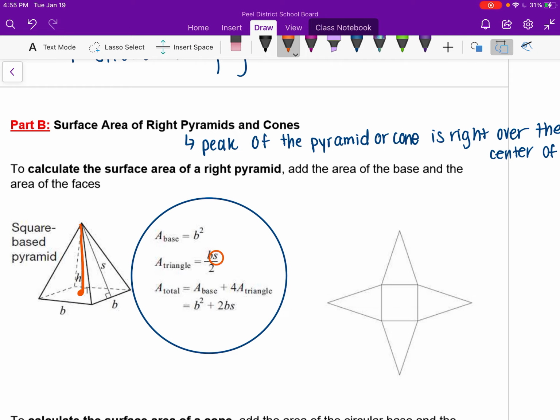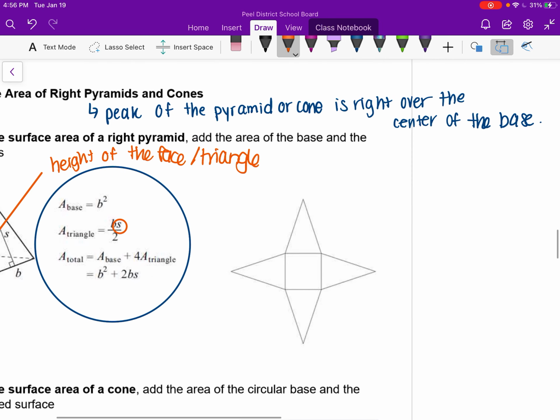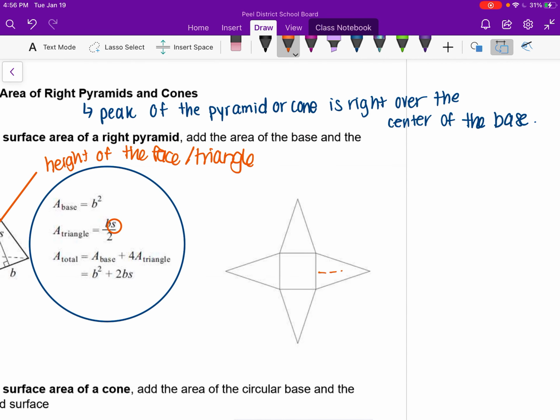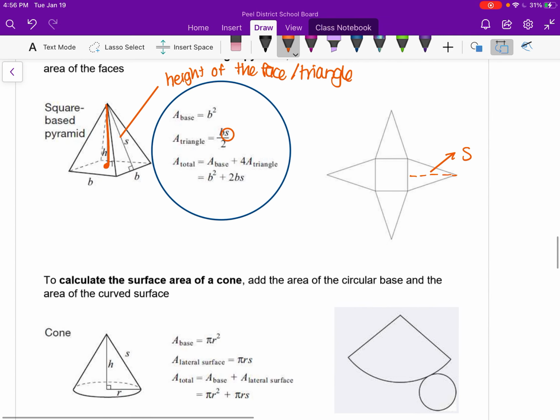This S is talking about the height of the face or the triangle. So what it's talking about is if you look here, this is what S is. I'm just going to draw it out. S. Right? So that's what we're looking at. Height of the triangle, not the pyramid.